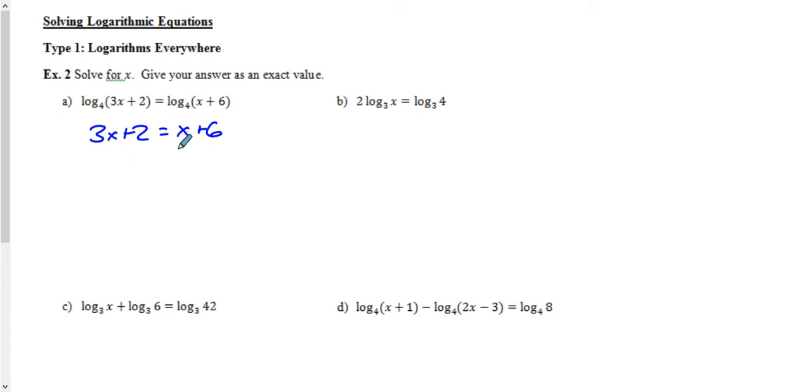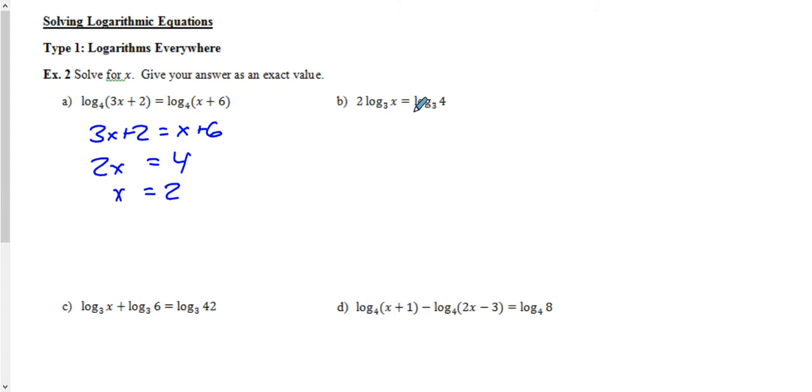Here I'm just going to isolate for x, so I'm going to move x to the other side. So I have 2x equals 4. And then of course, x is equal to 2, and there we go. We're done there. And that is exact value because x is only equal to 2.